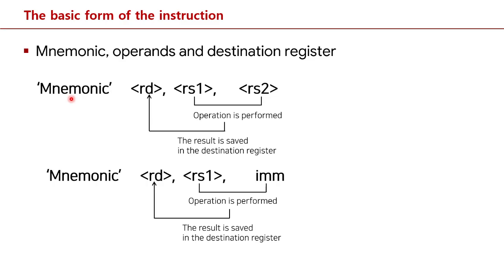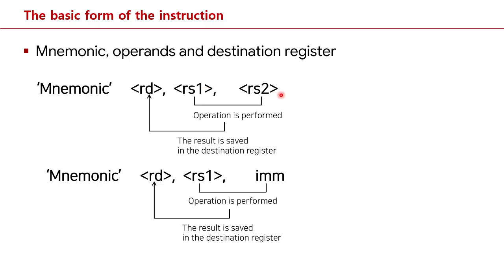The mnemonic describes what kind of instruction it is, and another piece of information is the destination register. Here RD is denoted, and this kind of information is called the destination register. The result of this operation can be stored in this register.